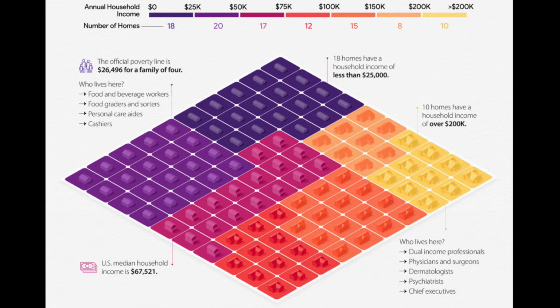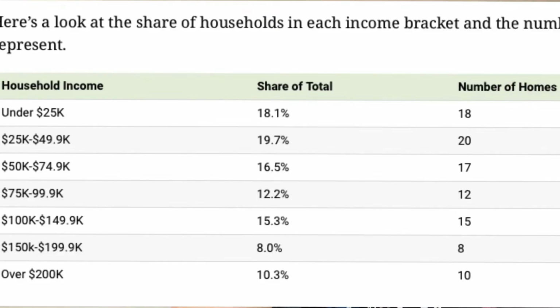Then you've got 17 in that 50 to 75, 12 in 75 to 100, 15 in the 100 to 150, 8 in the 150 to 200, and there are 10 in the range that have an income over $200,000 a year. Looking at that 0 to 25, just looking at kind of who makes that up, that is your entry-level minimum wage positions, and that is a household income level.